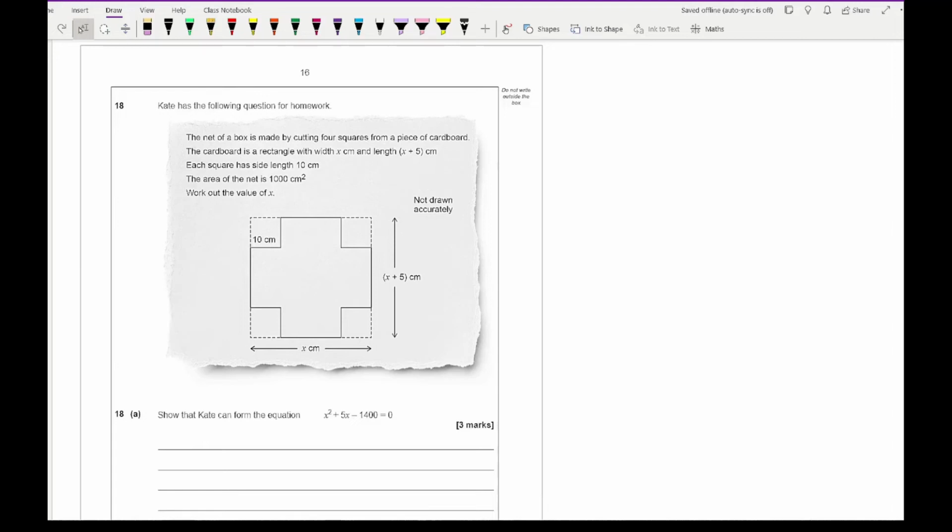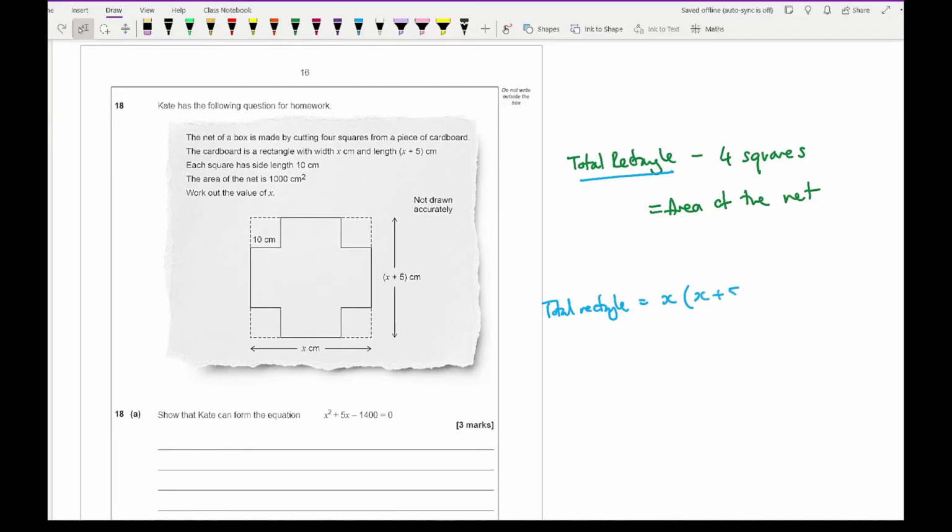Now there are several ways in which we can do this, but I would say the most efficient way is to work out the total rectangle minus the 4 squares, and that all equals the area of the net. Now if I just colour code this, the total rectangle is going to be x times the length, which if I expand the brackets gives me x squared plus 5x.